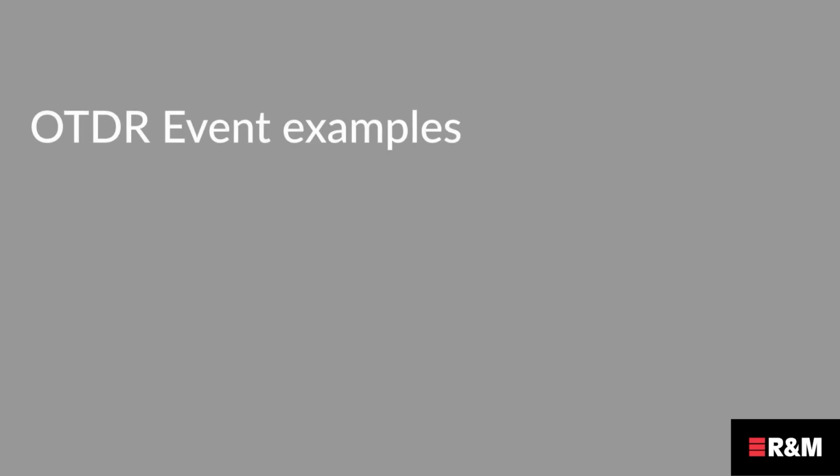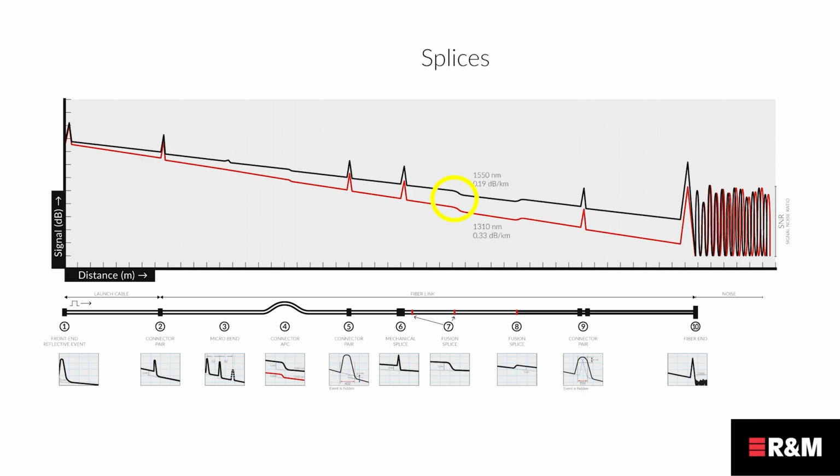OTDR event examples. Splices are pure loss events. PC connectors always have reflectance and loss. APC connectors have a very small reflectance and loss. Bends show up usually when the lower wavelength is good, but the higher wavelength bad. The end of the fiber link shows a huge loss that is ending in noise. If the whole trace is noisy, the pulse width or the acquisition time is too short.